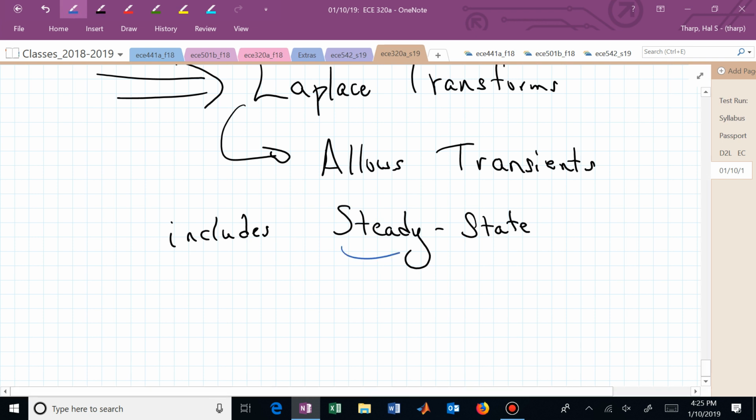Or somebody might say, well, what's your forced response? Maybe you kick a system and it shakes a while and then it starts stabilizing. You want to know, how did we get to that stable condition and how did we reach it, and what's happening in the sinusoidal steady state? Laplace allows us to do that.